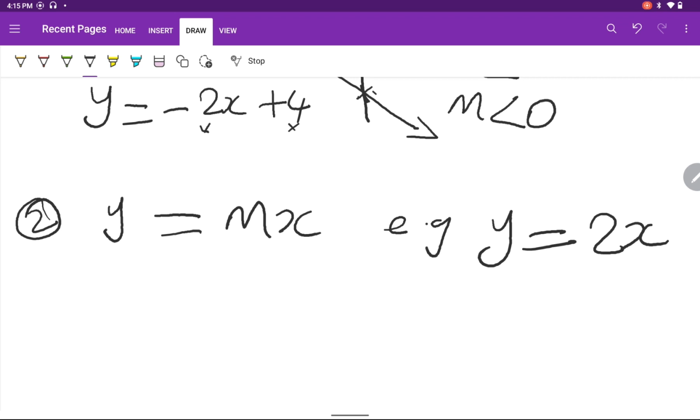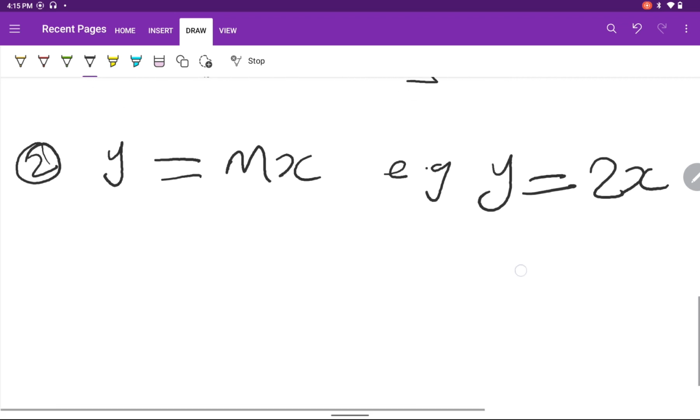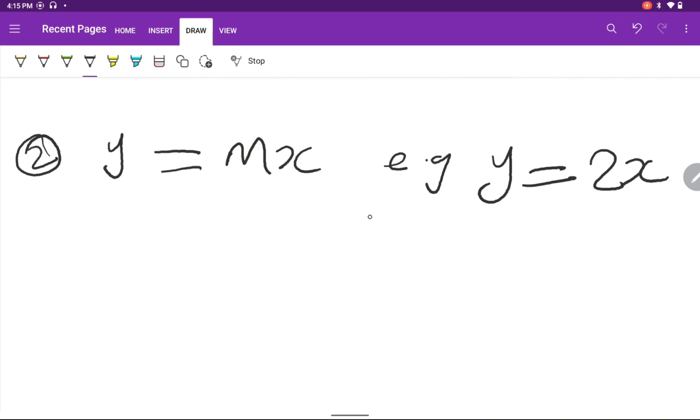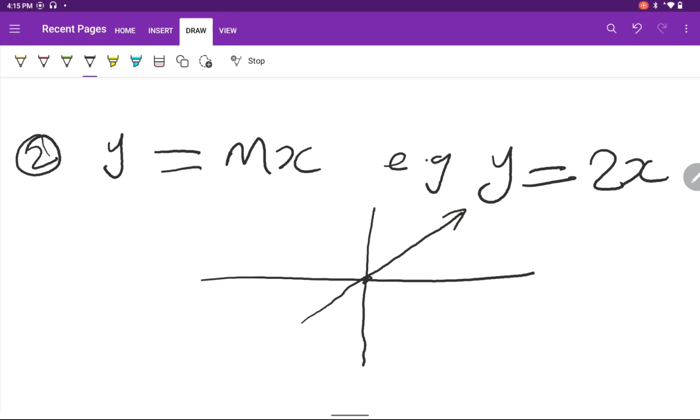So in this case, any graph that does not have a c is going to pass through the origin. Depending on m, the one that we just drew, you can see m is positive, so it is going to be an increasing function. So we are going to have something like this, as long as it passes through the origin. If m is positive like this one, the graph will be like this.